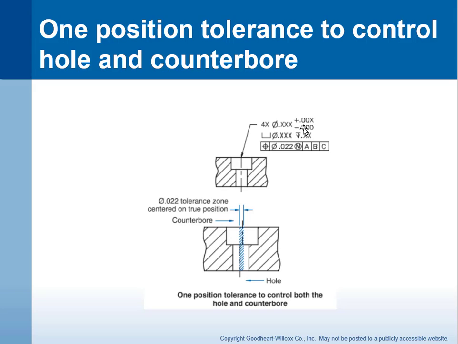Okay, so here we have our counterbore callout, we have our hole size, we have our counterbore callout, and then we have our true position. Now what that means is we're establishing a true position zone centered on the true position, and the counterbore and the hole have to be within that true position zone individually, even though we have just one tolerance. That's what that one means.